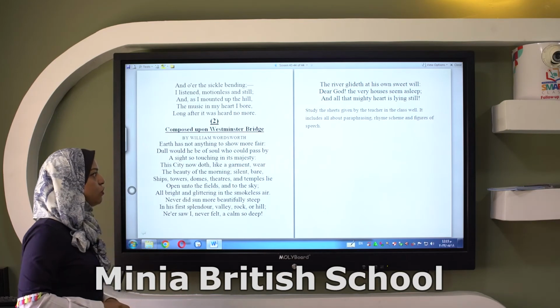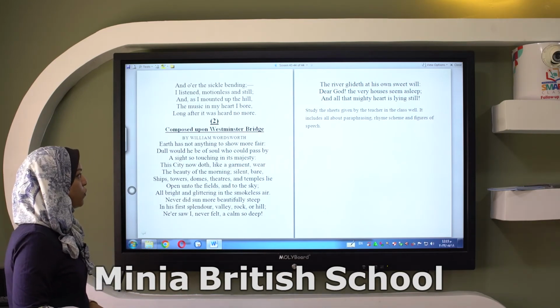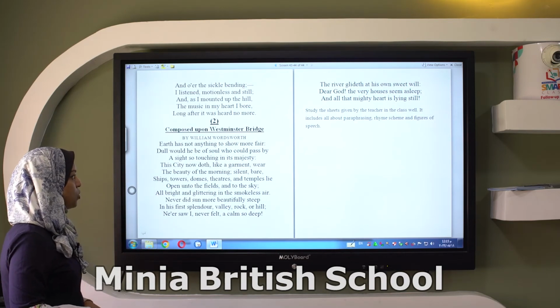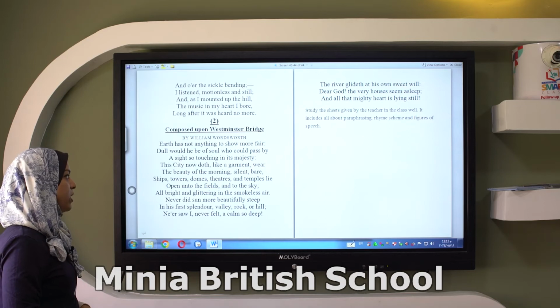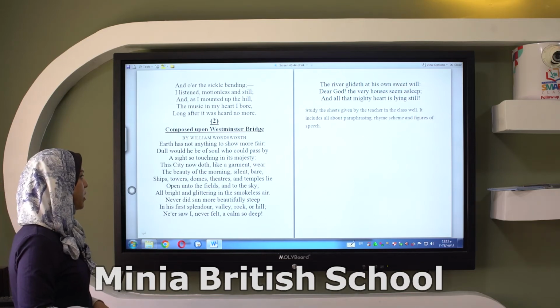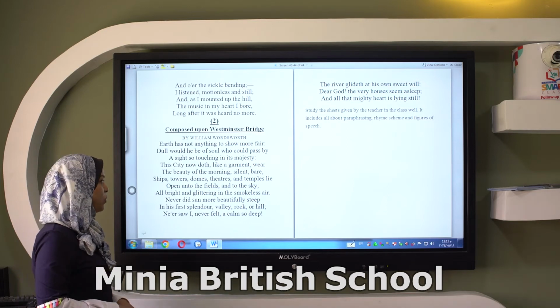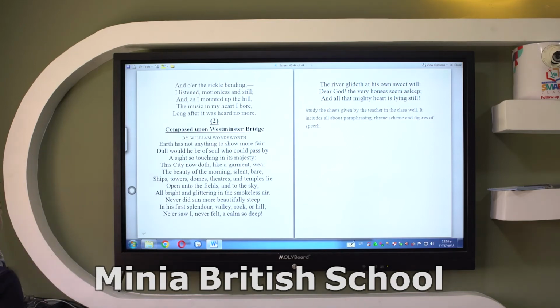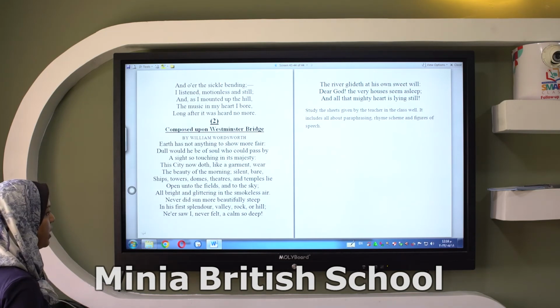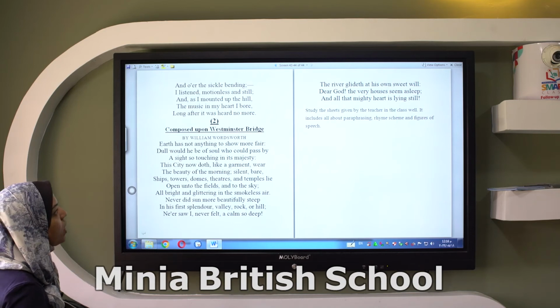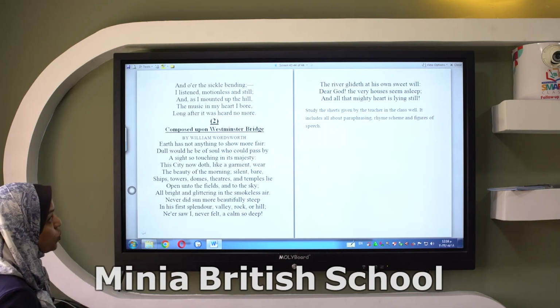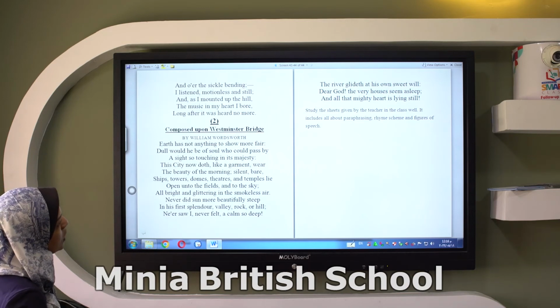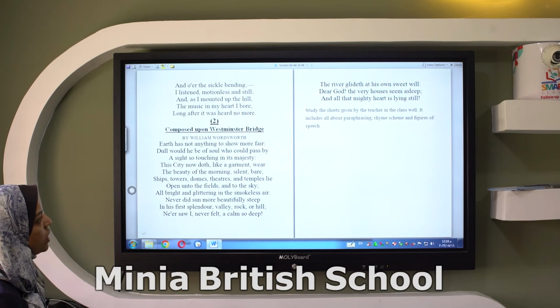Earth has not anything to show more fair. Dull would he be of soul who could pass by a sight so touching in its majesty. The city now doth like a garment wear the beauty of the morning; silent, bare, ships, towers, domes, theatres, and temples lie open unto the fields and to the sky, all bright and glittering in the smokeless air. Never did sun more beautifully steep in his first splendor valley, rock, or hill. Ne'er saw I, never felt, a calm so deep. The river glideth at his own sweet will. Dear God, the very houses seem asleep, and all that mighty heart is lying still.